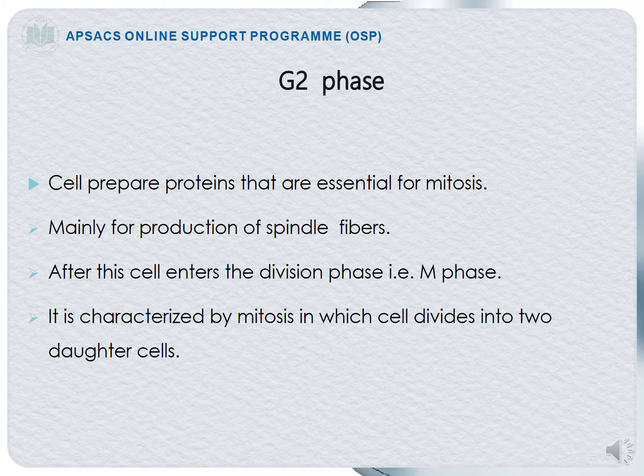Now the cell is fully prepared to enter into the M phase. What is M phase? M phase is the mitotic phase. It is that phase where the cell division takes place. And here a single cell will be divided into two daughter cells.